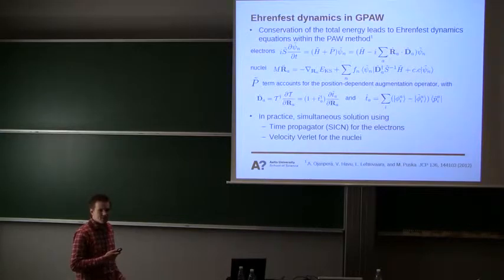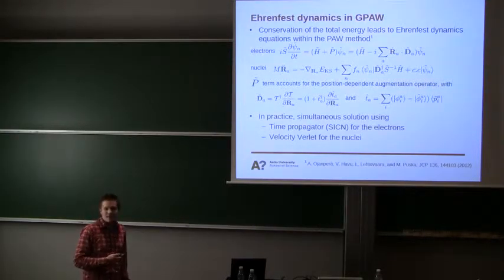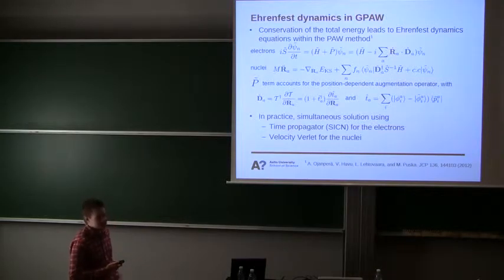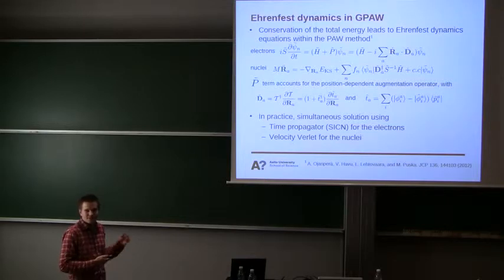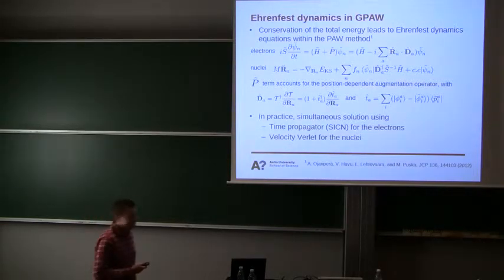In practice, we use some kind of time propagation. In GPAW, this is a semi-implicit Crank-Nicolson for the electrons and velocity Verlet for the nuclei. And typically, the time step is something like 5 attoseconds because of the electronic time scale.